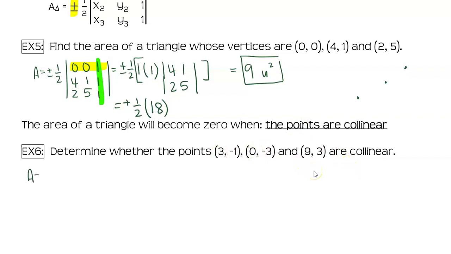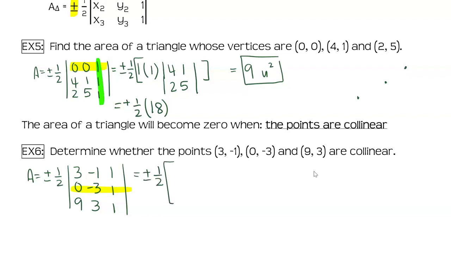We're going to set up the same thing. Area equals, I'm going to choose plus or minus 1/2 of the determinant. Take your x coordinates, so 3, 0, 9. Y coordinates, -1, -3, and 3, and then have a column of 1s. Okay, I do like expansion by cofactors better, so I'm going to go ahead and pick this row, but you can do it the other way if you like. Let's put it in big old brackets.